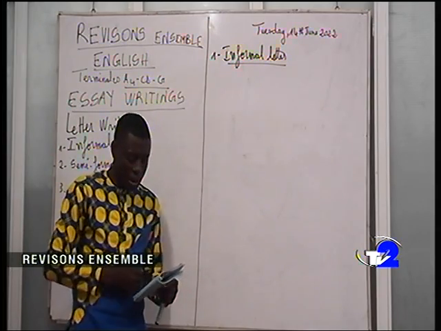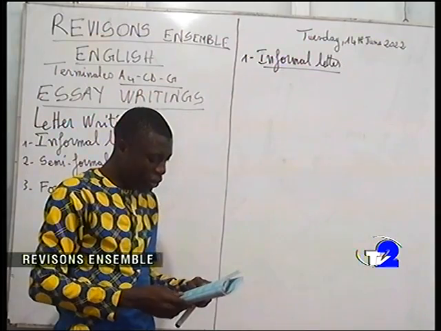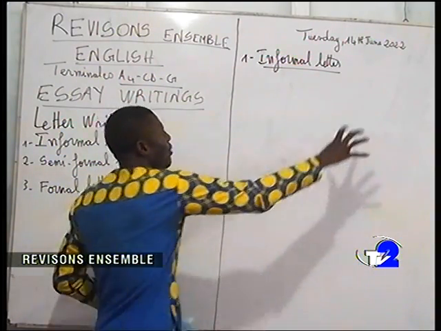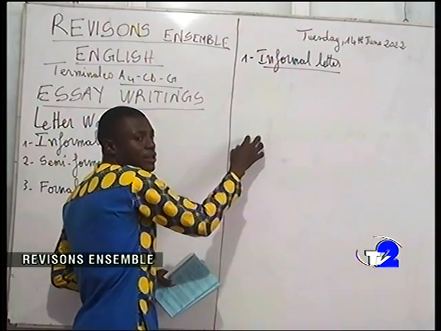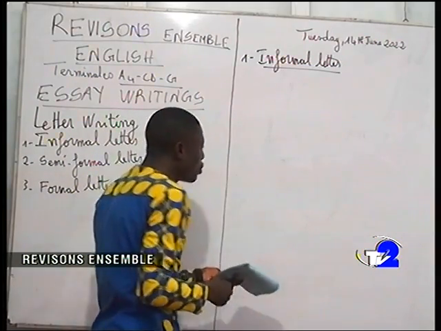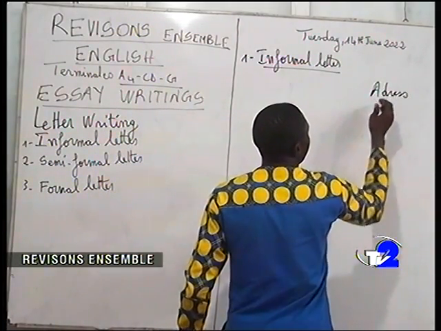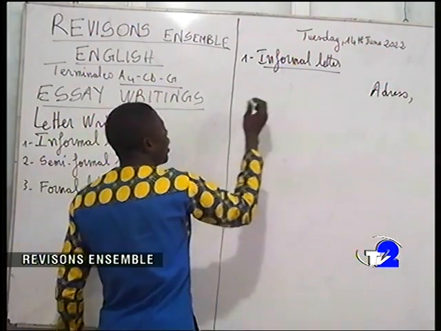Greet your friend using their first or Christian names, even their nicknames. The greeting is followed by a comma. For example, first of all, you have your address here, and you don't write your name. After your address, now you have the greeting.